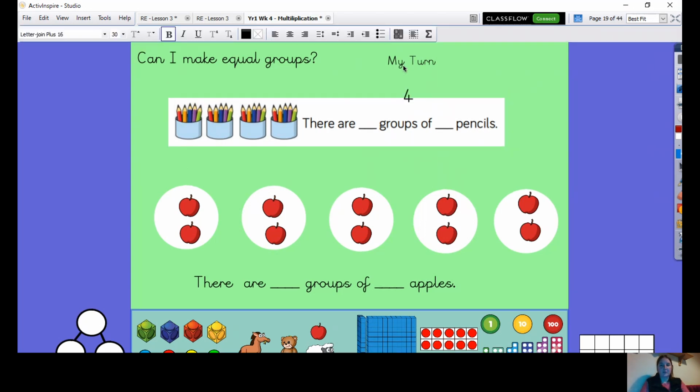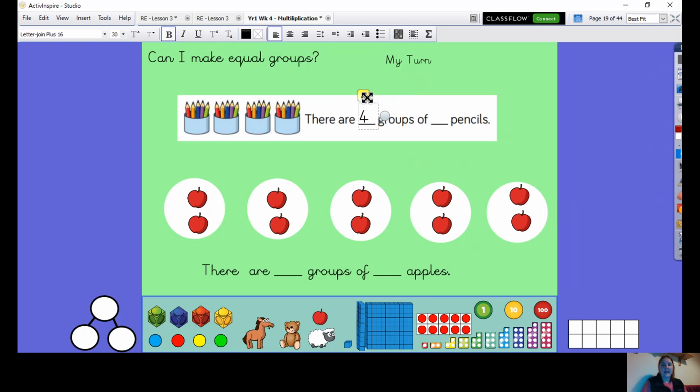And then I need to work out, there are 4 groups of how many pencils in each group. So I've got 1, 2, 3, 4, 5 in there, all equal. We've all got 5 in there, 5 in there, 5 in there, 5 in there. So I have 4 groups of 5 pencils. So basically I've got 4 pencil pots, and I've got 5 pencils in each pencil pot.